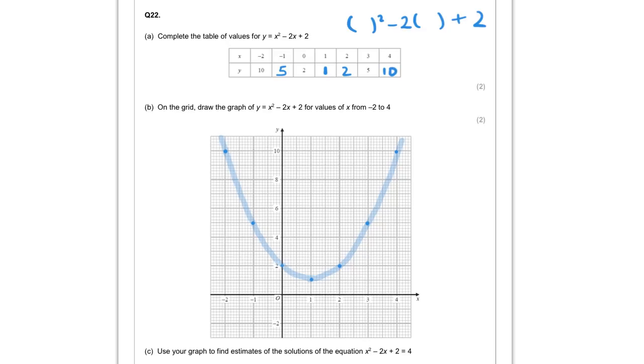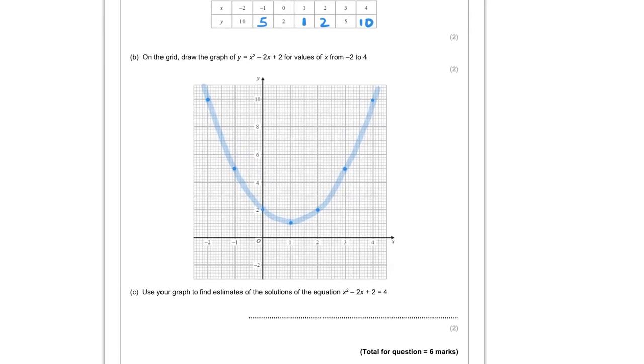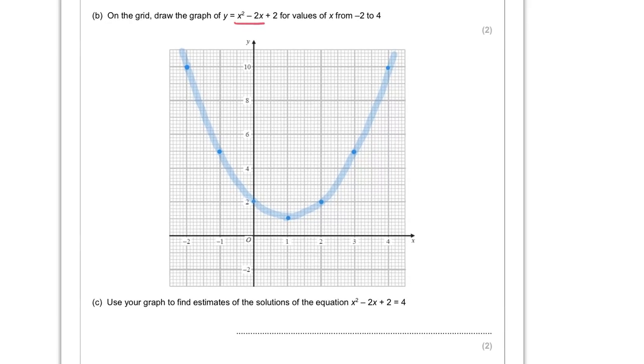That is literally giving you 4 marks for that. Now, for the next part of the question, I've seen some hard ones of these, I've seen some easy ones of these, and I think this one's relatively simple. So here, for example, we have x squared minus 2x plus 2.